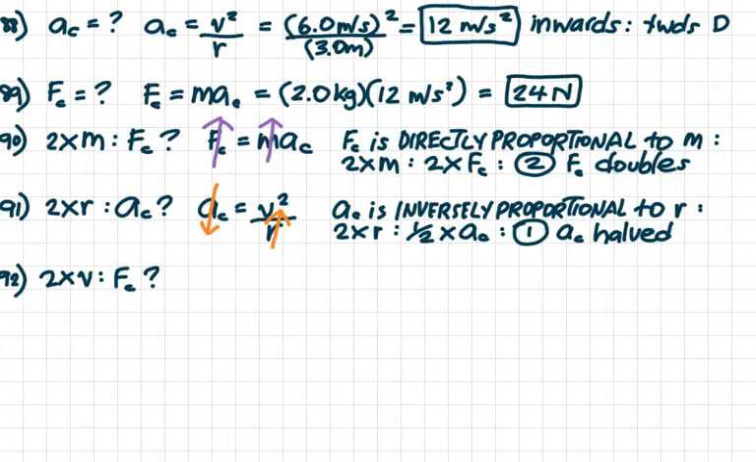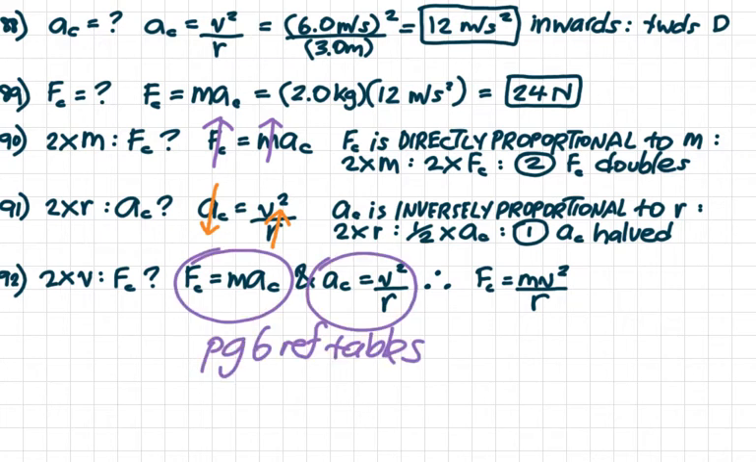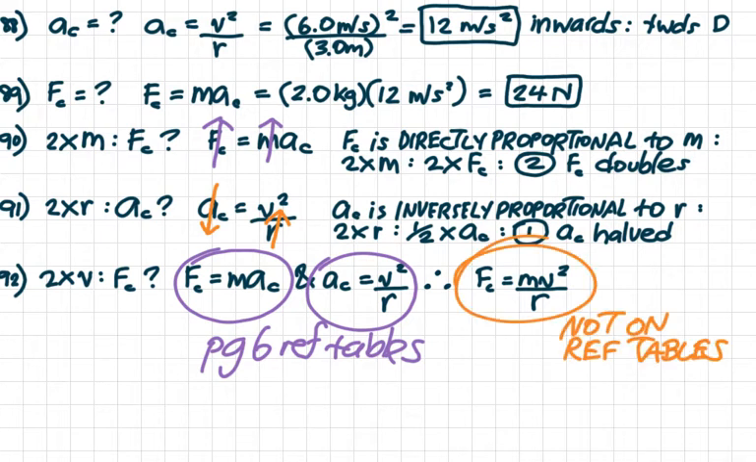Now 92 wants to know what happens to centripetal force if you double the speed. If you look at the formula for centripetal force, you might say, well, speed's not in that formula, so there's no effect. Now wait a second. Speed is in that formula. Remember the formula for centripetal acceleration: centripetal acceleration is speed squared over the radius. When you combine those two, you get that centripetal force is m v squared over the radius. Remember that that version of the centripetal force formula is not on the reference tables. The formulas that make Fc equals m v squared over r are on the reference tables on page 6. So just to be clear, it's not much of a stretch, but there you go.